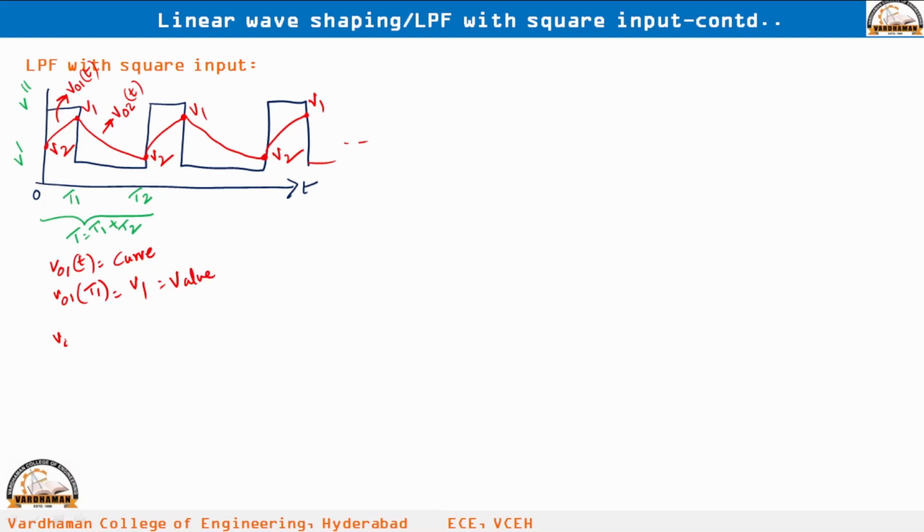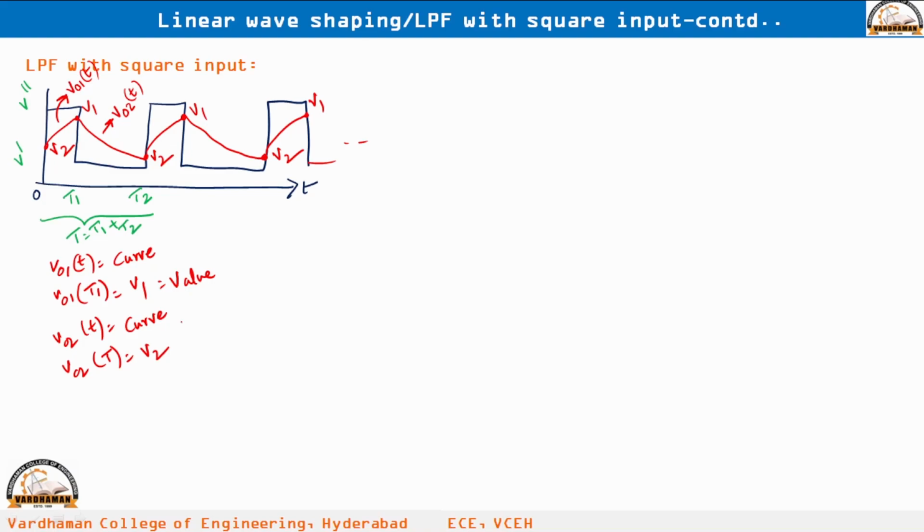Similarly, V02 of t is the curve. So V02 of capital T, don't think that it is a T2. To get V2 value, we need to take t is equal to capital T, because it counts from 0 seconds. So V02 of capital T is equal to V2. So like this we can analyze.